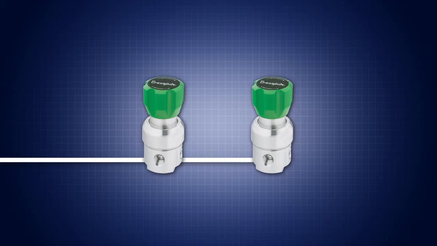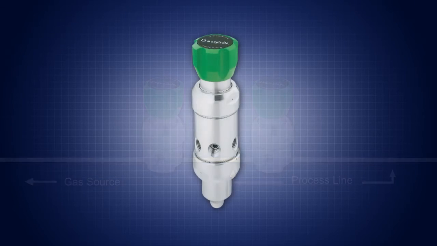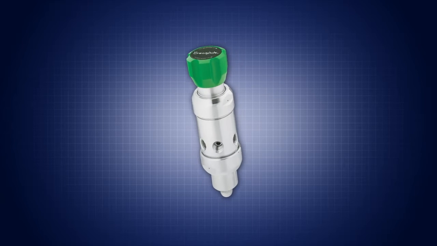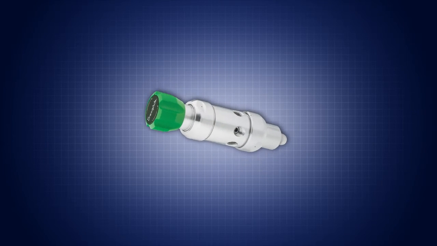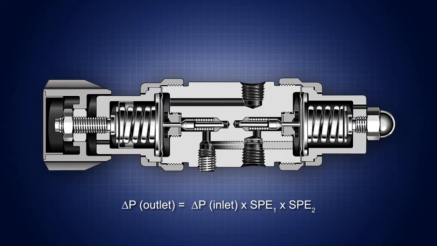This can be accomplished by using two single-stage regulators installed in series, or the two regulators may be combined into one assembly. To calculate the variability of outlet pressure for a two-stage regulator setup, the inlet pressure difference is multiplied by the SPE of each regulator, as illustrated in the following equation.